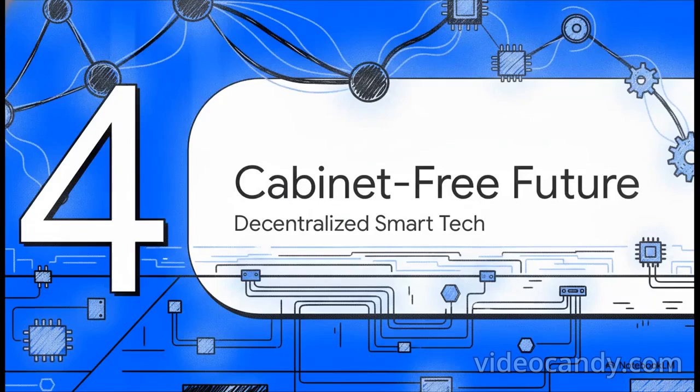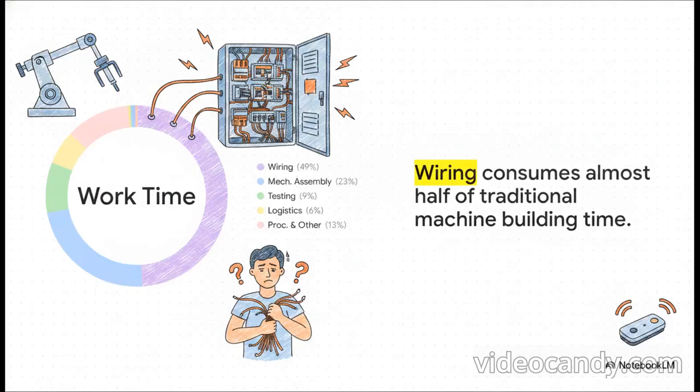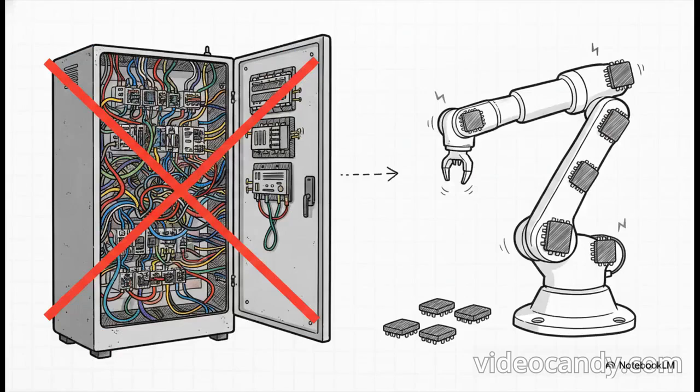Section 4. The cabinet-free future. Let's zoom out to the macro level for a second, because this smart architecture completely revolutionizes physical factory design. To see why this is so necessary, just look at this labor breakdown for building traditional machines. A staggering 49% of that time is wasted on manual wiring alone. Almost half of the labor is just routing copper cables into these massive space-consuming control cabinets. It is a huge bottleneck for both cost and efficiency.